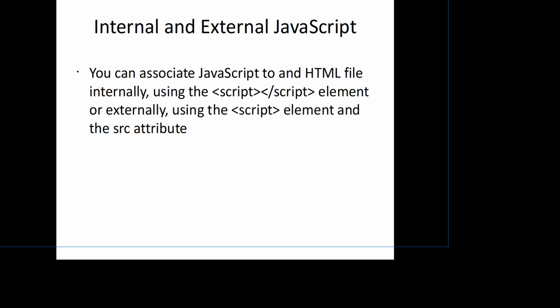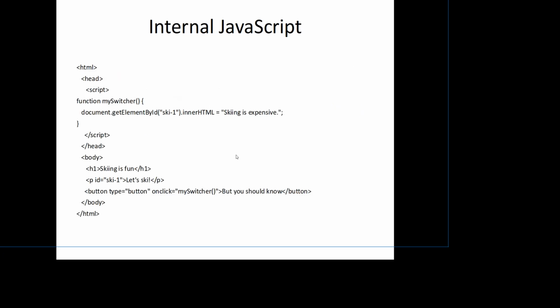So similar to cascading style sheets, you can have external or internal JavaScripts. You can associate a JavaScript to an HTML file internally using the script tags, or externally using the script element and the source attribute. So again, in our exercise we'll do internal, but I'll also demonstrate how to do it externally.